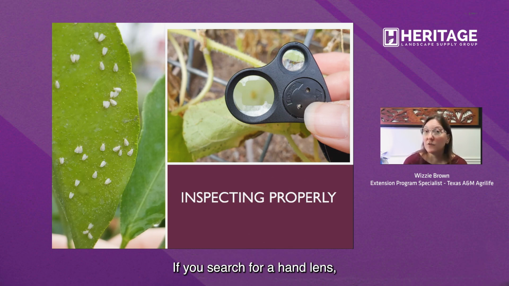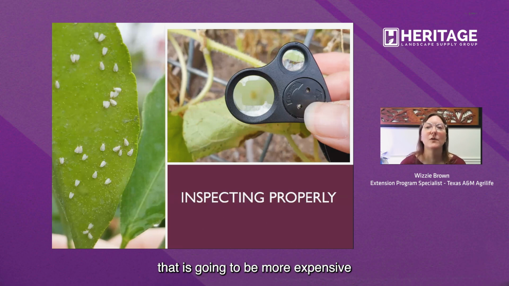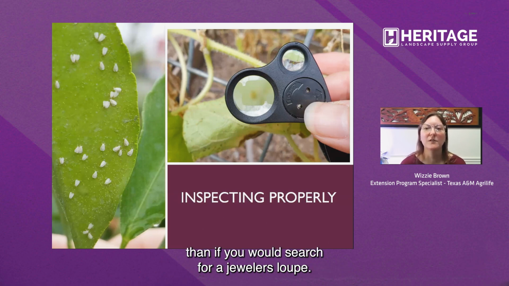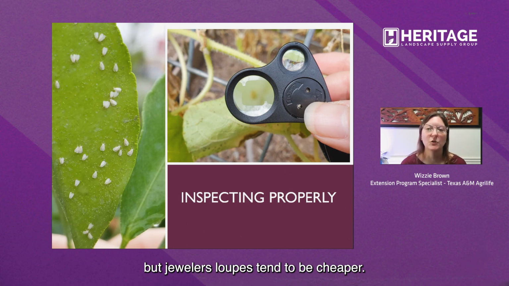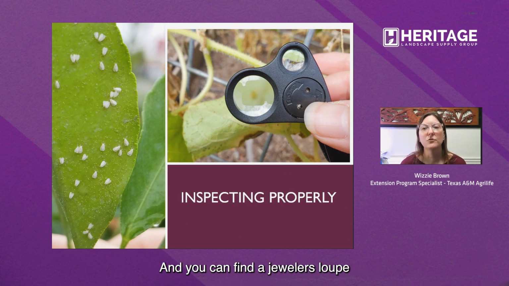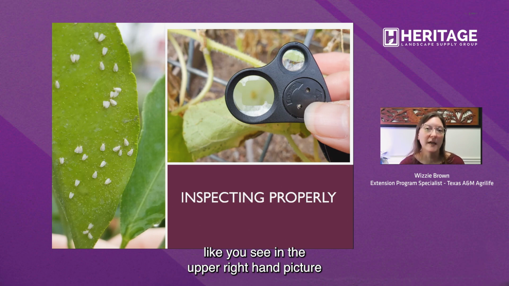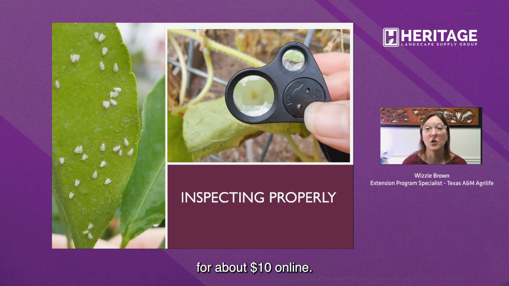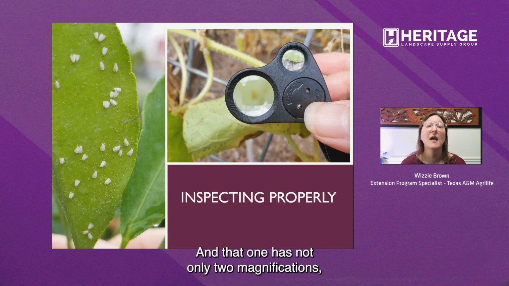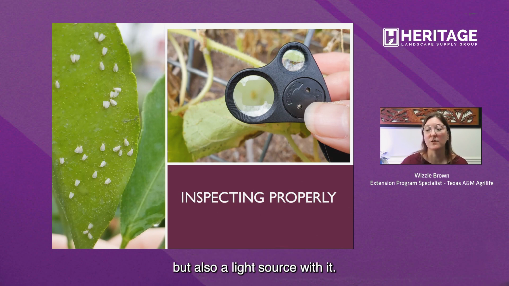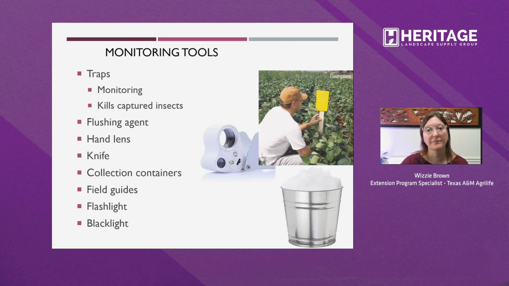If you search for a hand lens, that is going to be more expensive than if you search for a jeweler's loupe. It's essentially the same thing, but jeweler's loupes tend to be cheaper. You can find a jeweler's loupe like you see in the upper right-hand picture for about $10 online, and that one has not only two magnifications, but also a light source with it.